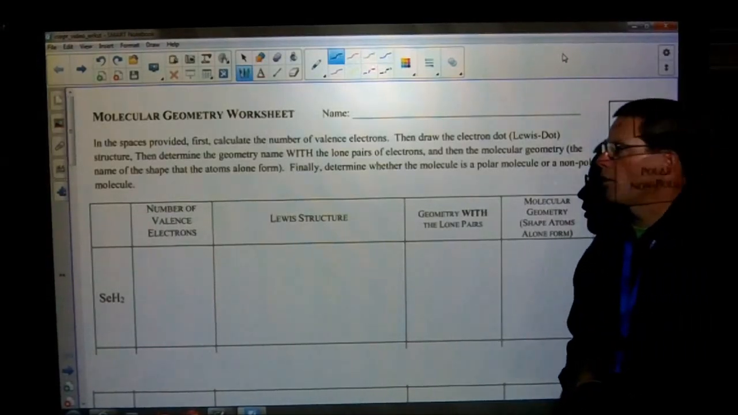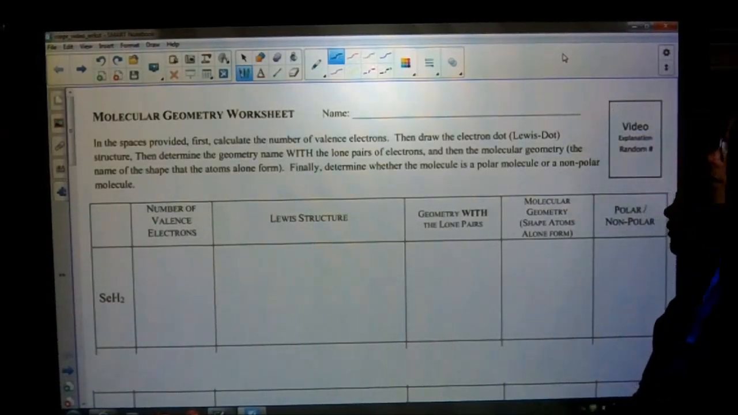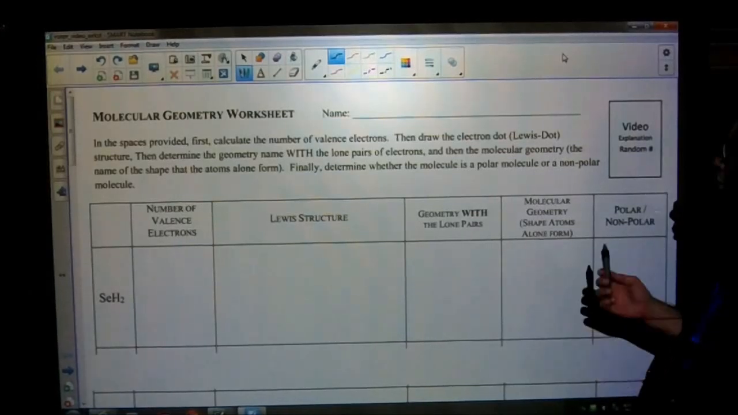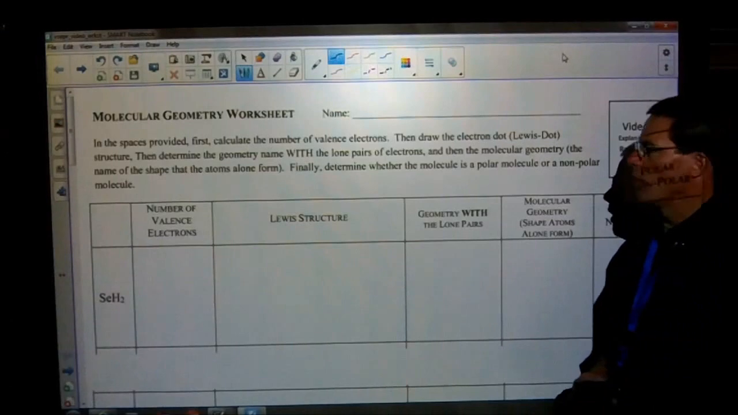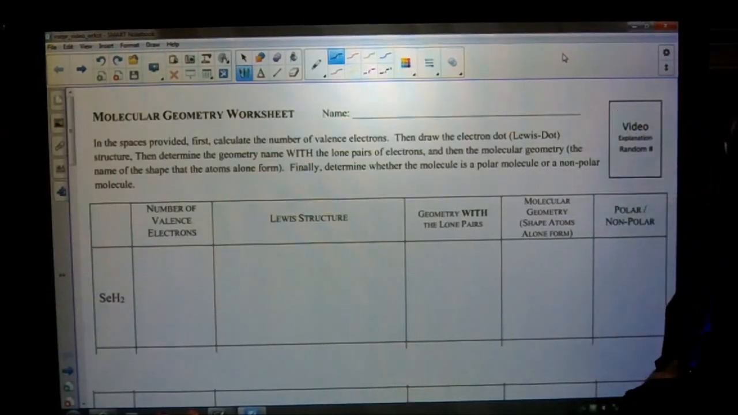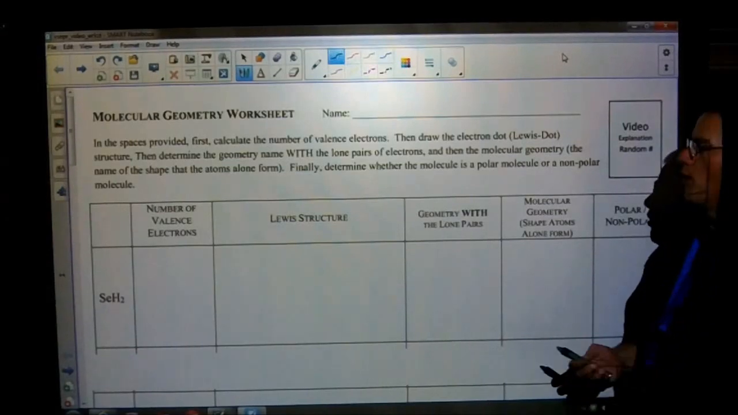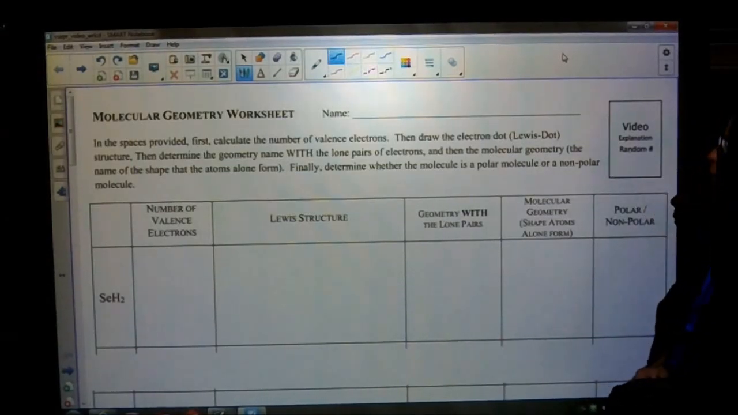Let's read the instructions first. In the spaces provided, first calculate the number of valence electrons, then draw the electron dot or Lewis dot structure, then determine the geometry with the lone pairs of electrons, and then the molecular geometry, the name and the shape that the atoms alone form. Finally, determine whether the molecule is a polar molecule or a nonpolar molecule.